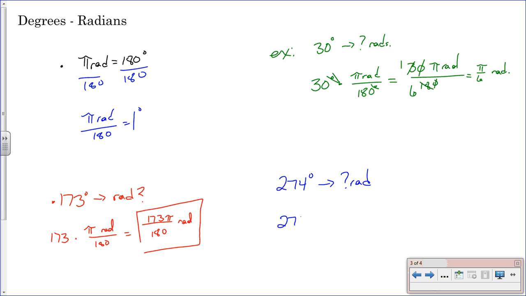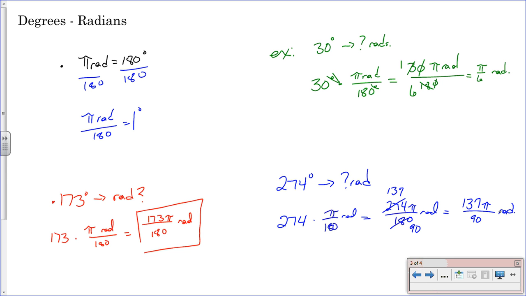All right, let's look at this one. You're going to do the same thing, 274 times pi over 180 radians. That's going to give us 274 pi over 180 radians. Now, you can divide both of these by 2. This will go to 90. This will go to 137. That's as far as that'll reduce. So the answer is 137 pi over 90 radians. It is that simple.